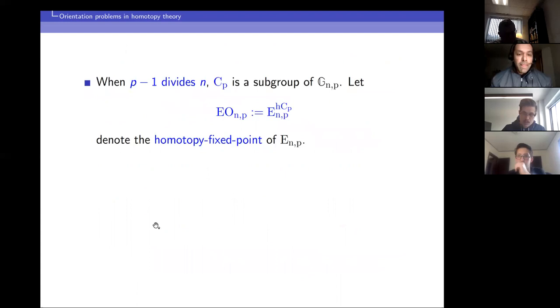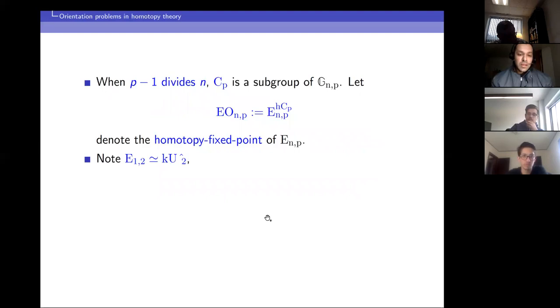So when P minus 1 divides N, then the cyclic group of order P is actually a subgroup of the big Morava stabilizer group. There are many of them up to conjugation. You pick your favorite one and take the homotopy fixed points with respect to this cyclic group of the Morava E theory, and what you get is the EO theory. I'm going to denote this by EO_n^P.